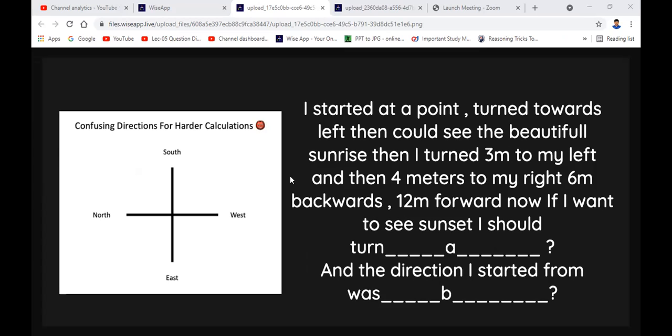Then 6 meters backward. The backward of east means west. How much distance? 6 meters. And then 12 meters forward. 12 meters forward means the same direction, west, is continued 12 more meters. Right? Yes, sir.